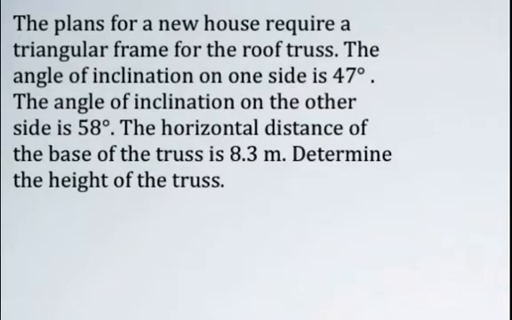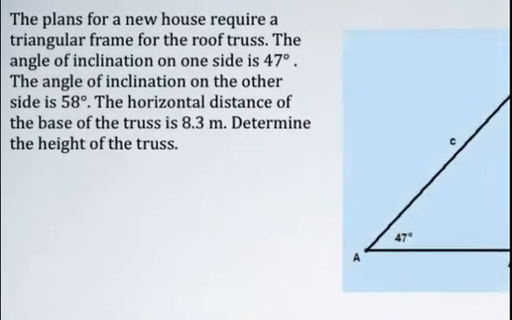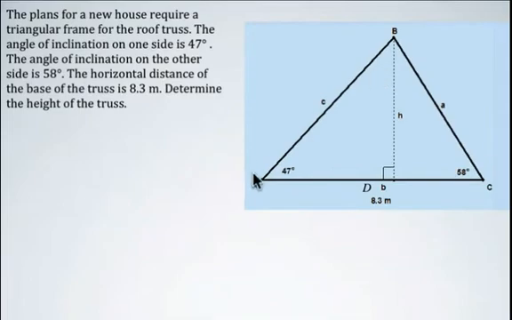Now the first thing that's going to help us in this question is a diagram. The angle of inclination from one side is 47 degrees and the other is 58 degrees. So this is a very odd shaped looking roof. What you're also given is that the base from point A to point C is 8.3 meters. So what we're going to do now is determine information that we're not given in this question.